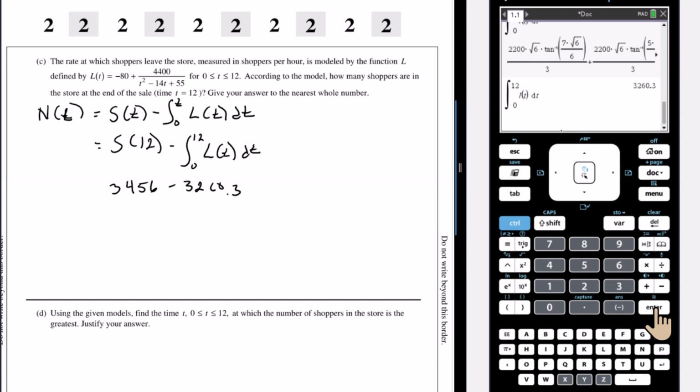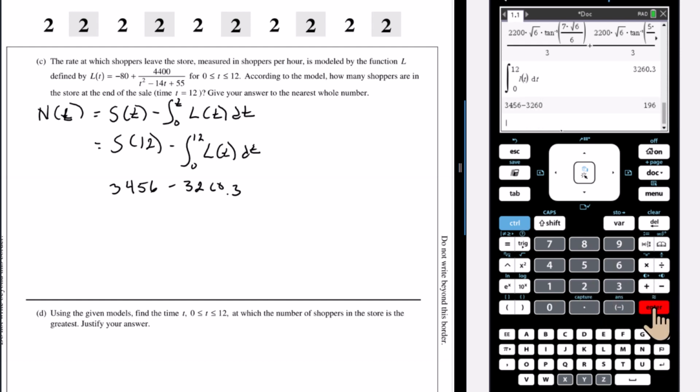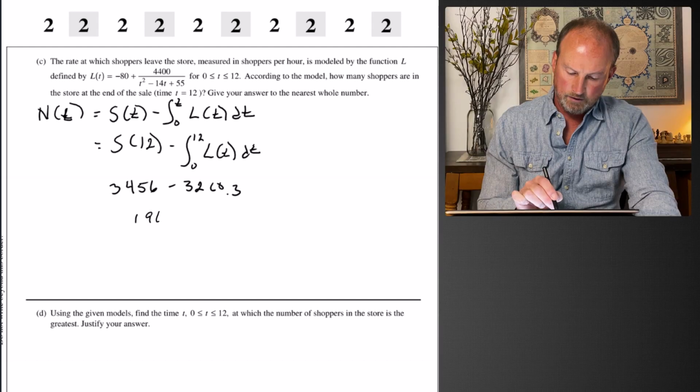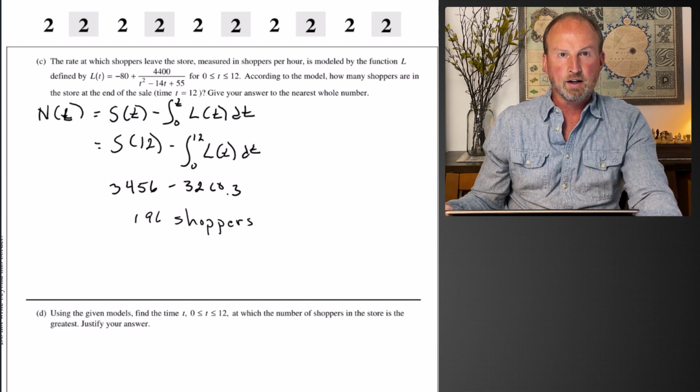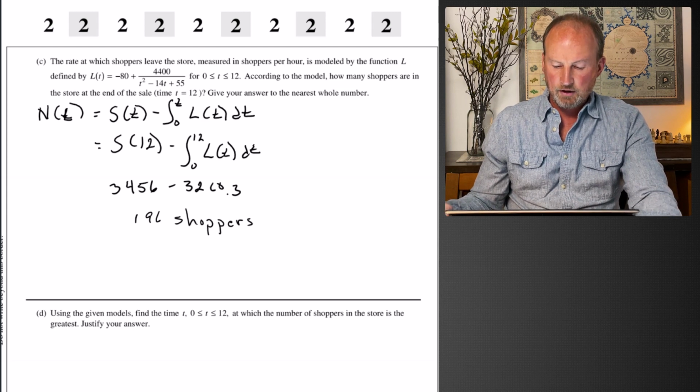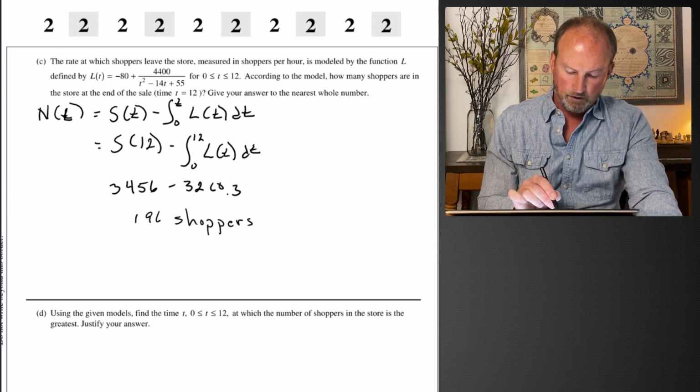We subtract the two, so we get 3,456 minus 3,260 gives me 196 shoppers. Go back, read the problem. Make sure they don't ask me for any justification or anything like that. Give your answer to the nearest whole number, 196. Make sure they can read my writing.